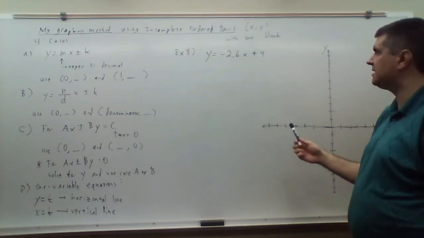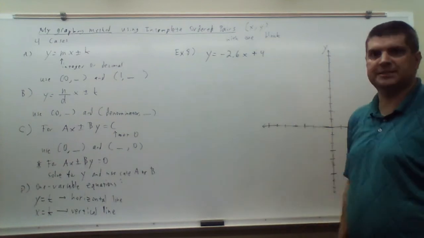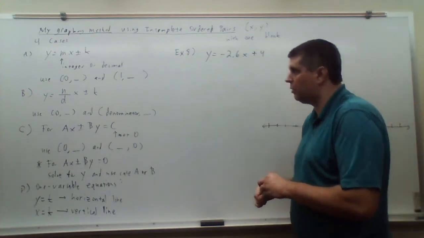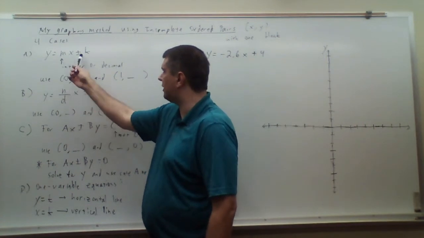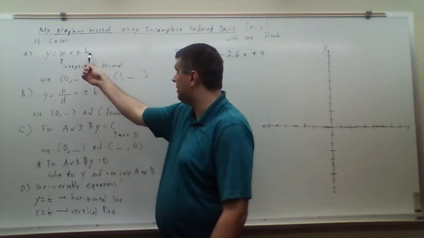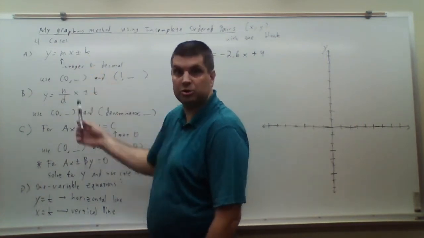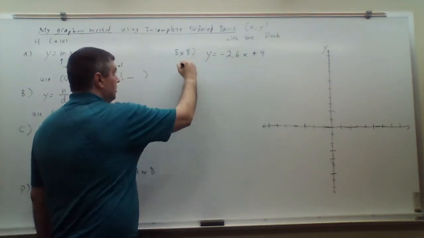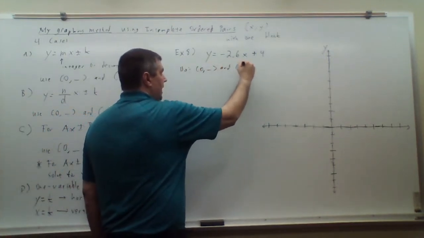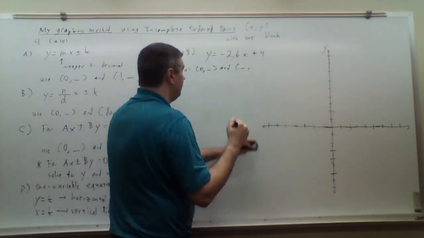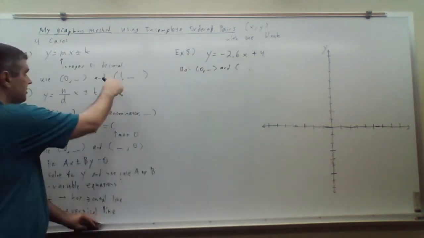All right, the next example is y equals negative 2.6x plus 4. So that's y equals an integer times x plus or minus k. Hey, this is it. That's the one I'll use. So 0 blank and 1 blank. Because that's the rule there.